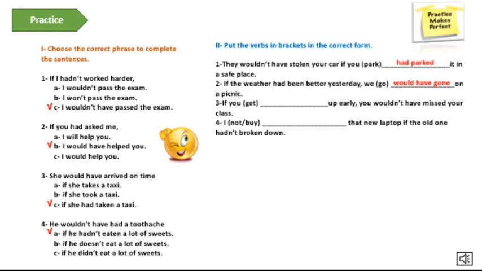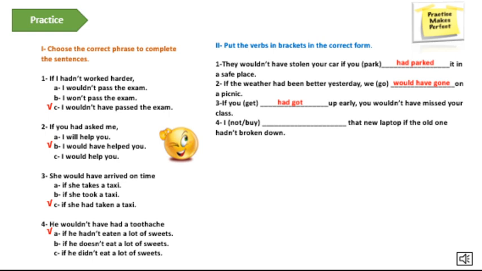The answer is had got. If you had got up early, you wouldn't have missed your class. Now the fourth example.